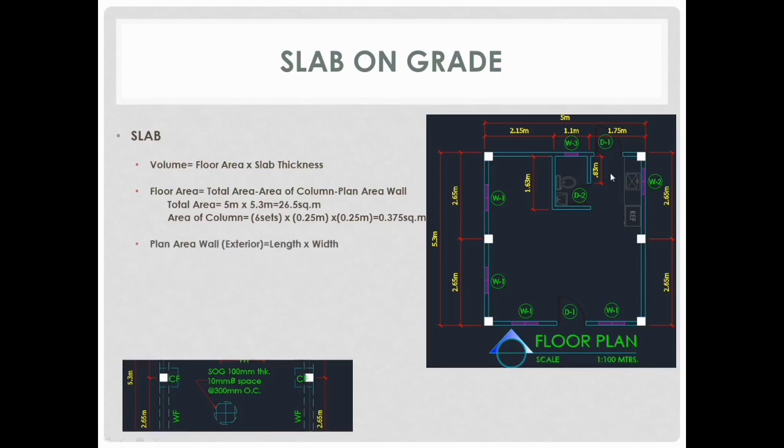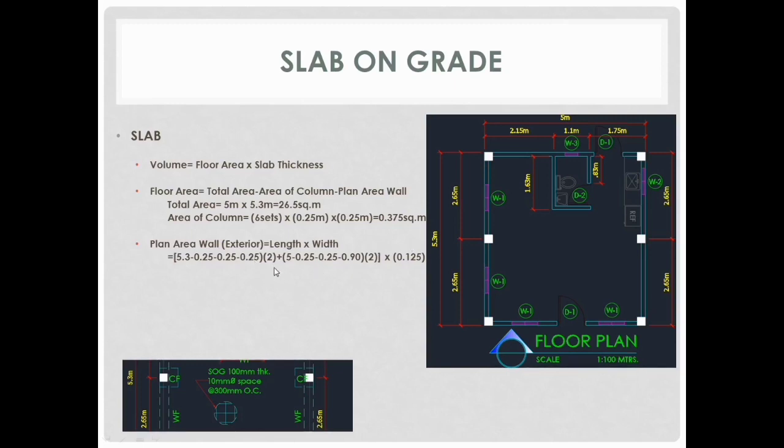Then, sa plan area ng wall, exterior, length times width. Ang width ng exterior walls natin is 0.125. Dahil diba, 5 inches yung size natin. So, madalas yun naman ang ginagamit sa exterior walls.